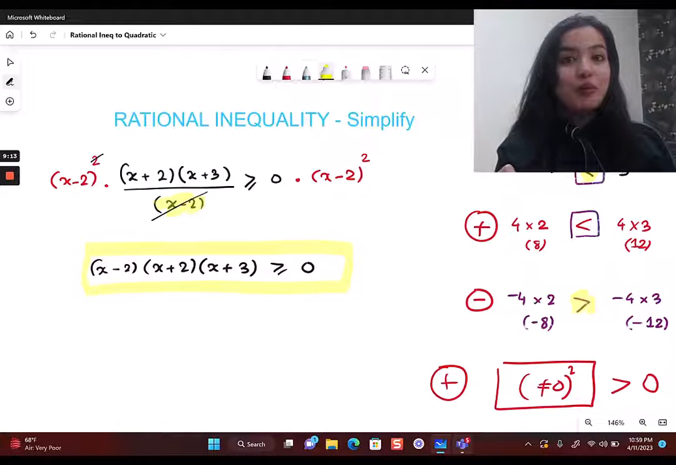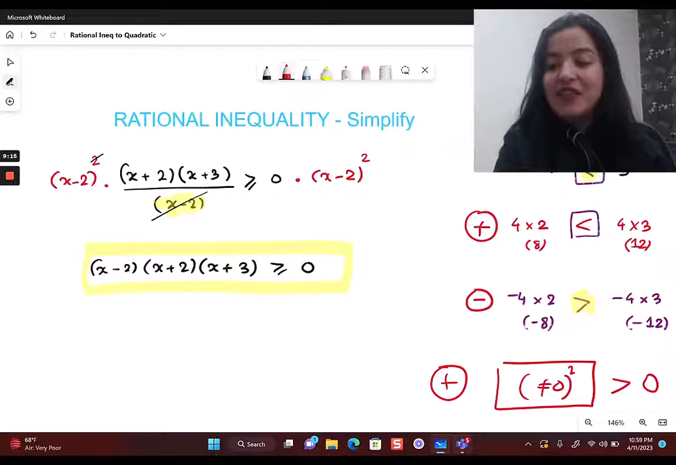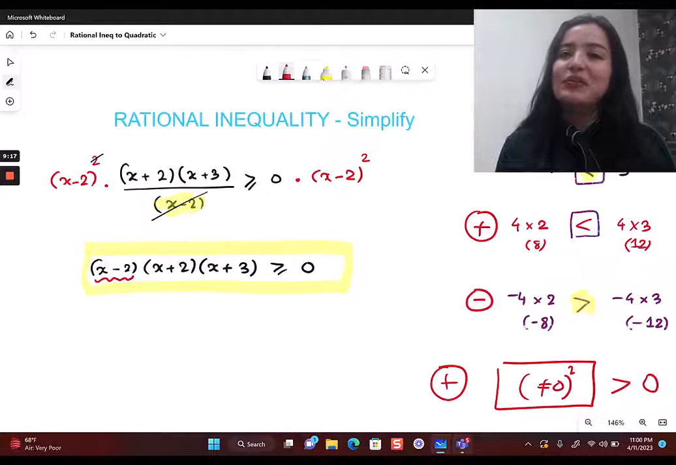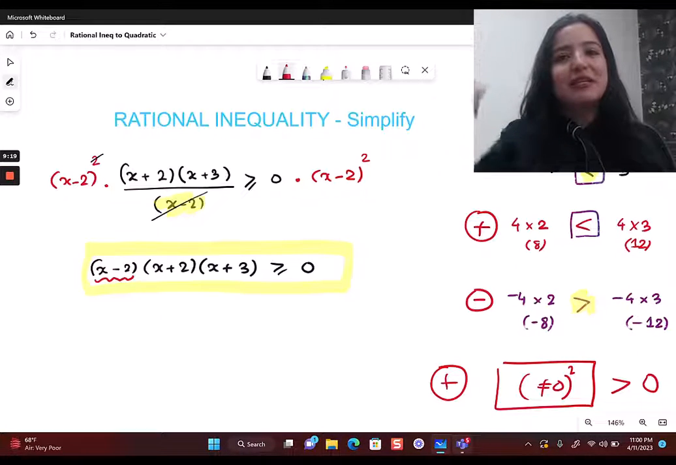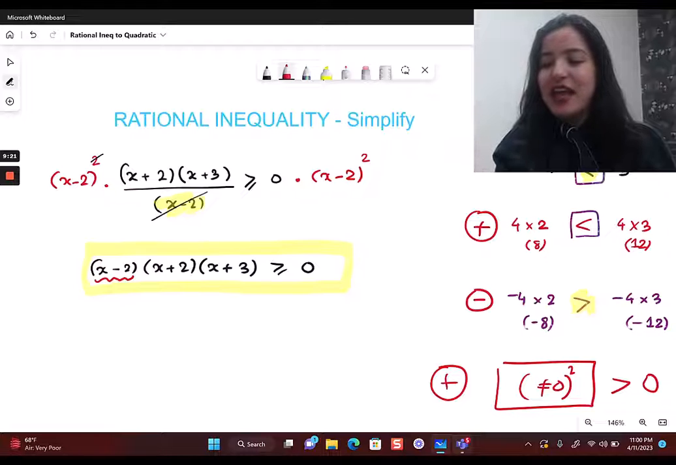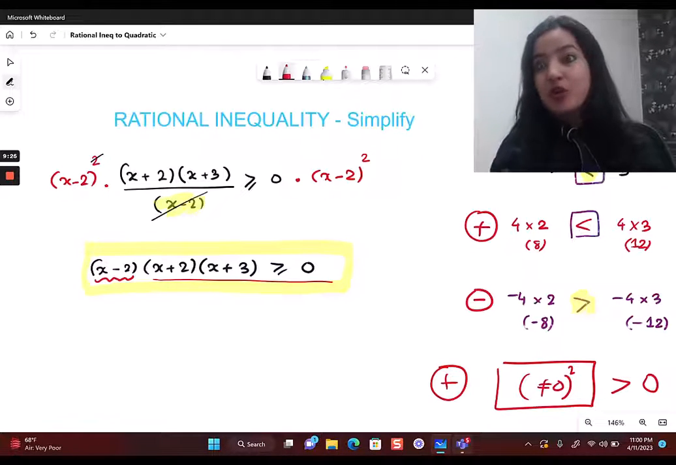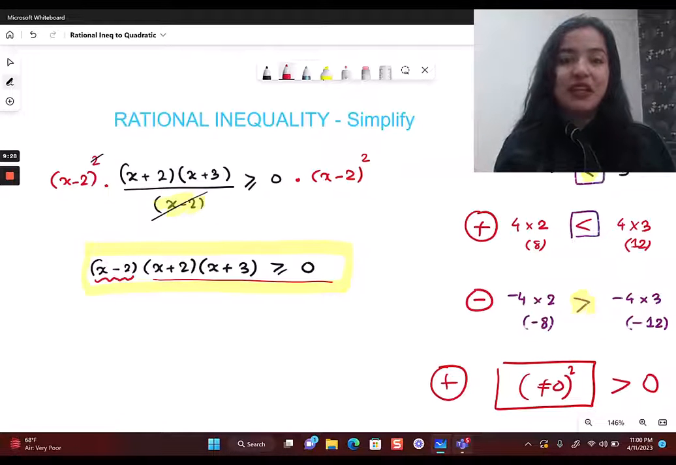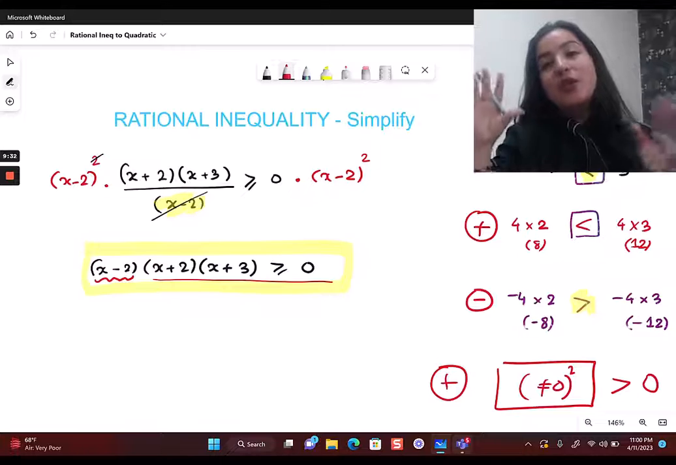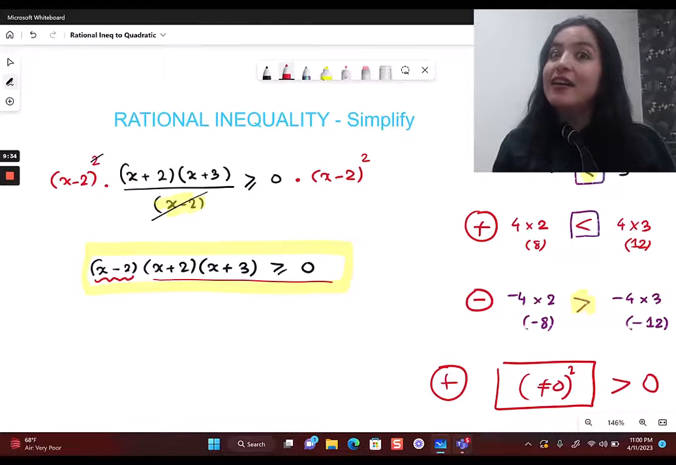If you don't do it properly, you will never have this third factor in the numerator. For somebody who just multiplies it on the right side, you're just going to have the rest of it, x plus 2, x plus 3 greater than equal to 0. So you will not get the correct simplification, and how and why this is so important you'll understand when we solve this in a question.